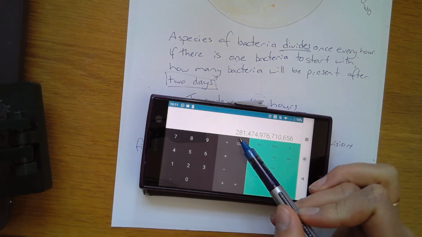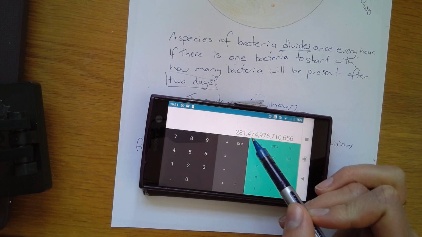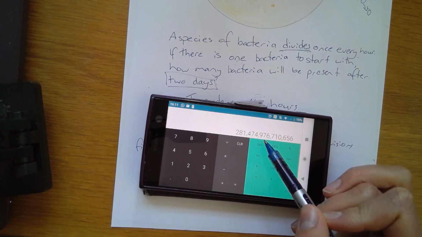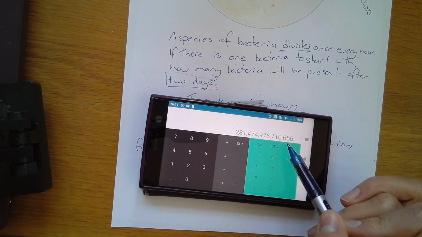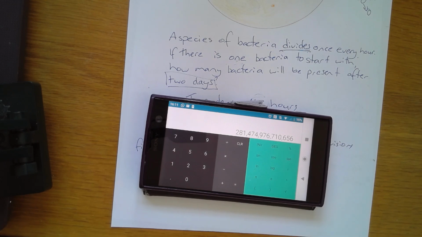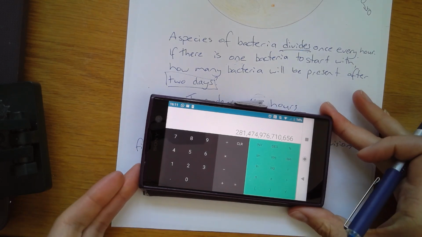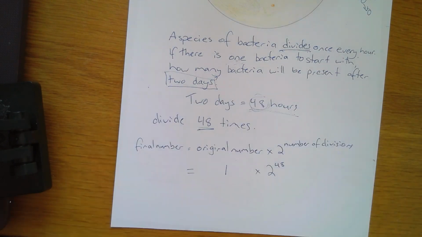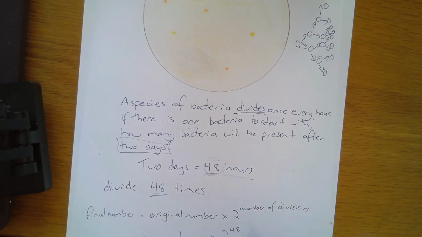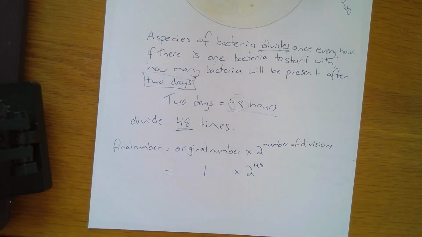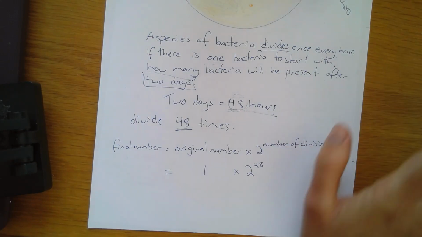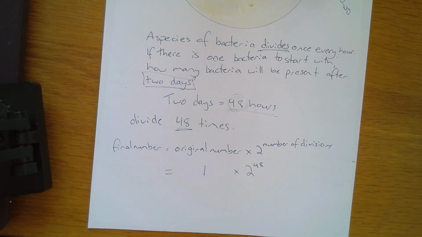I think that's trillion, so 281,344,976,710,656 bacteria. So after just 2 days, there are a lot of bacteria. Working it out like this would not have been easy. So the last question on your sheet is one in this style. Have a go at that. This is higher tier only, so it is one of the more difficult things you might have to work out for this.